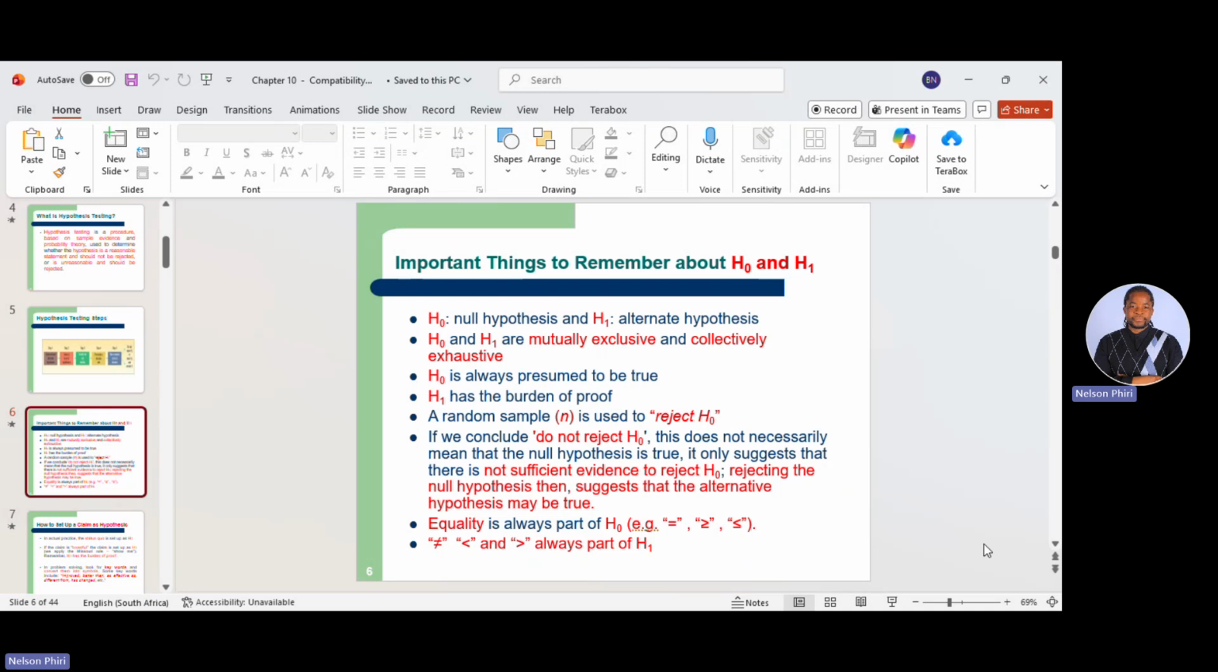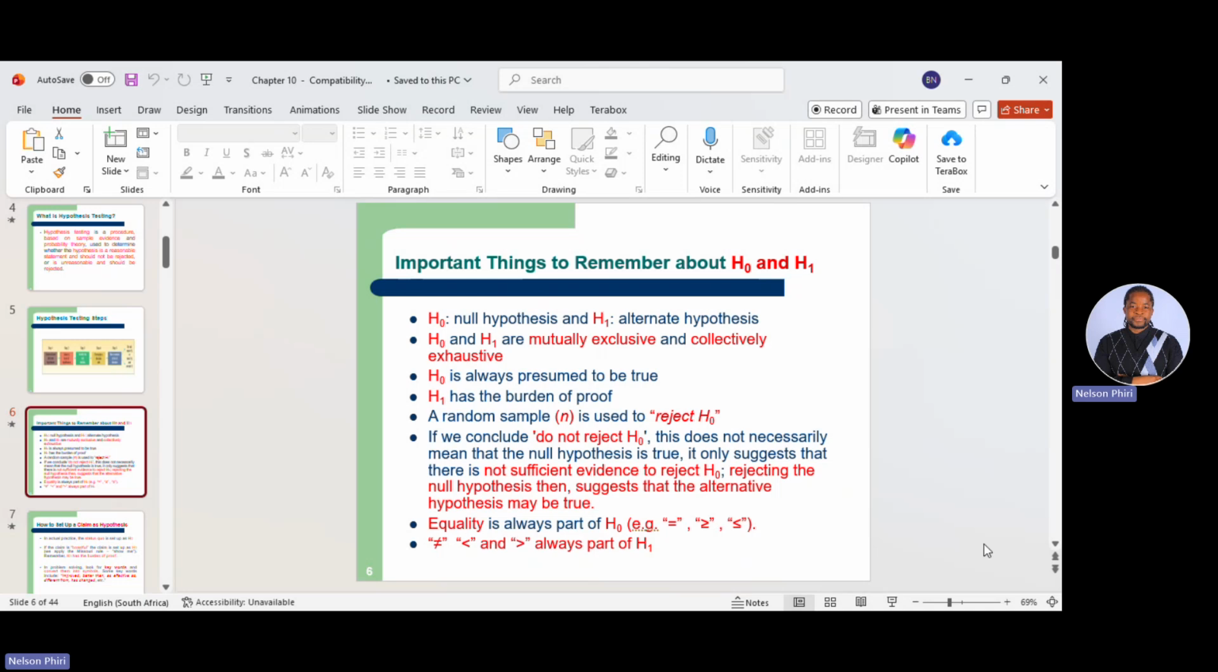So a random sample is of size n. We use it to either reject or not reject H naught. So if we conclude we do not reject H naught, it doesn't necessarily mean that the null hypothesis is true. It may mean we don't have sufficient evidence to reject H naught, therefore rejecting the null hypothesis, therefore suggests the alternative may be true. So not rejecting doesn't actually mean it is true. It might be because we don't have enough evidence.